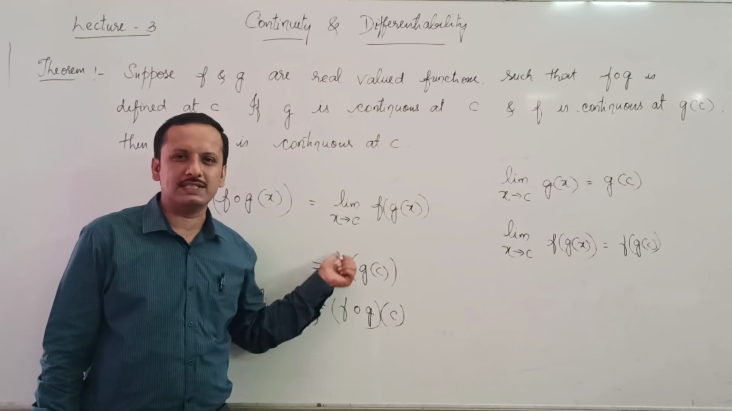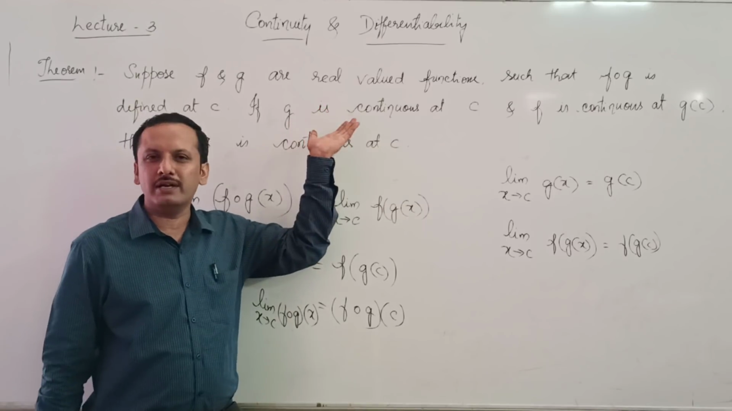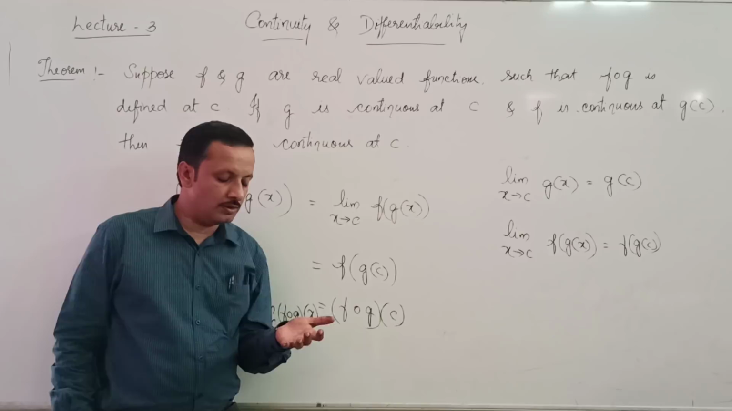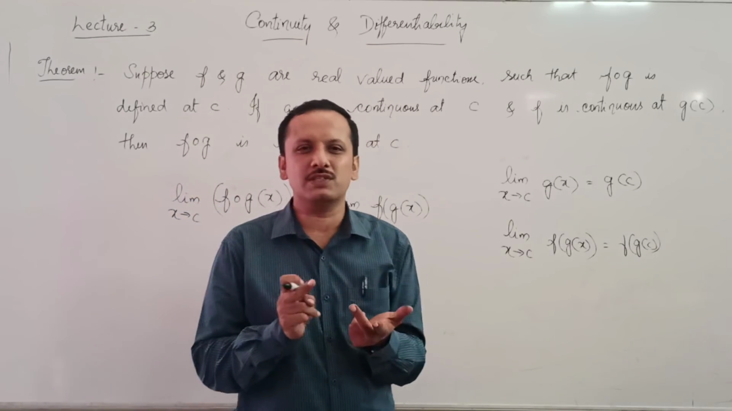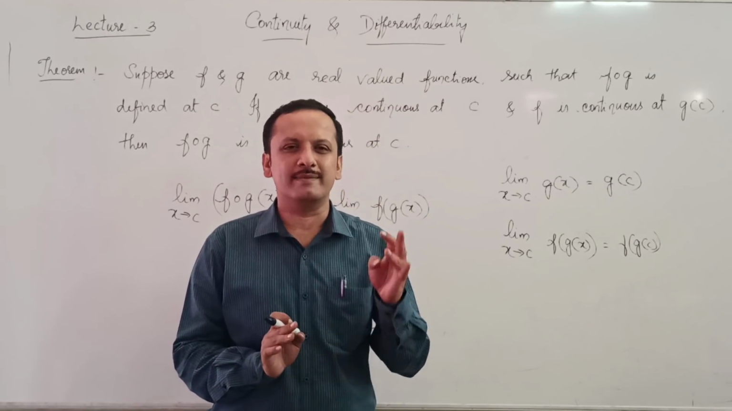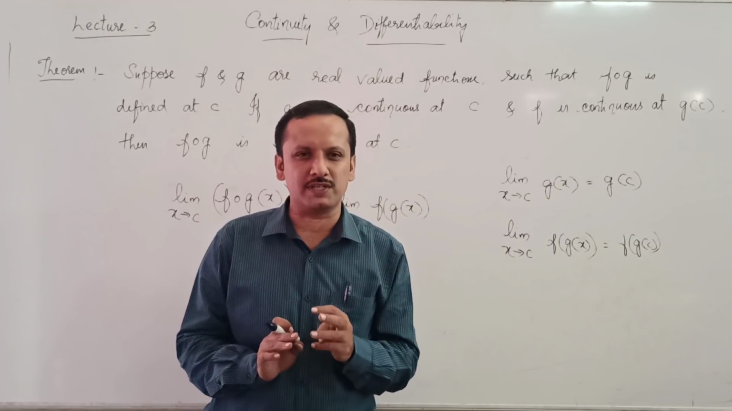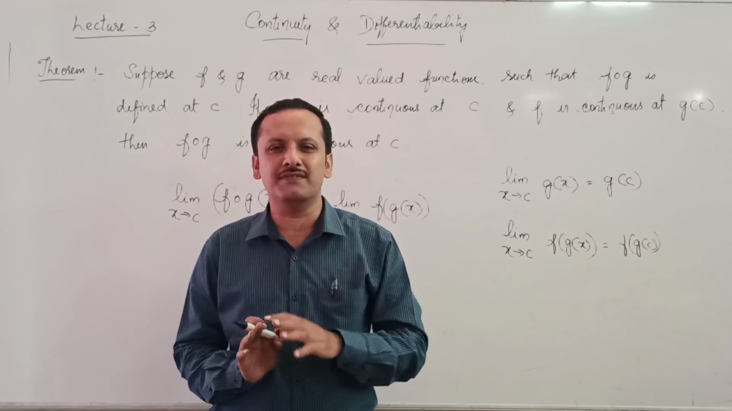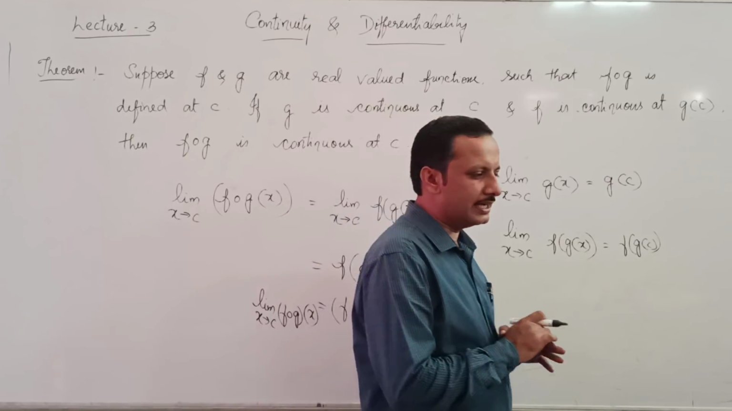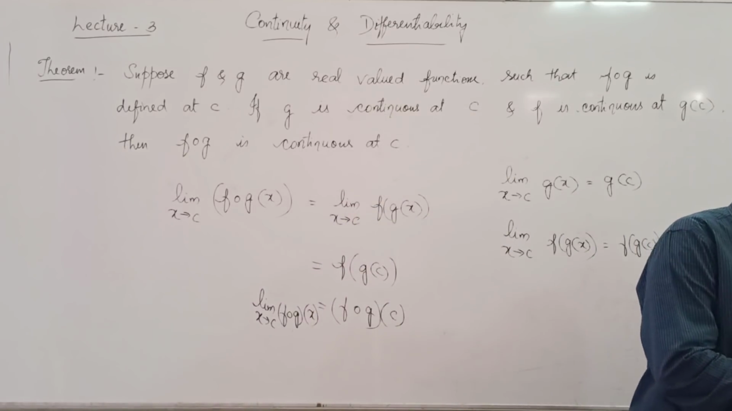This proof is not necessary. You just need to remember the statement of this theorem. What does it tell you? If f is continuous and g is continuous, then f circle g is continuous. Similarly, if g is continuous and f is continuous, then g circle f is also continuous. Based on this, let us discuss some problems.